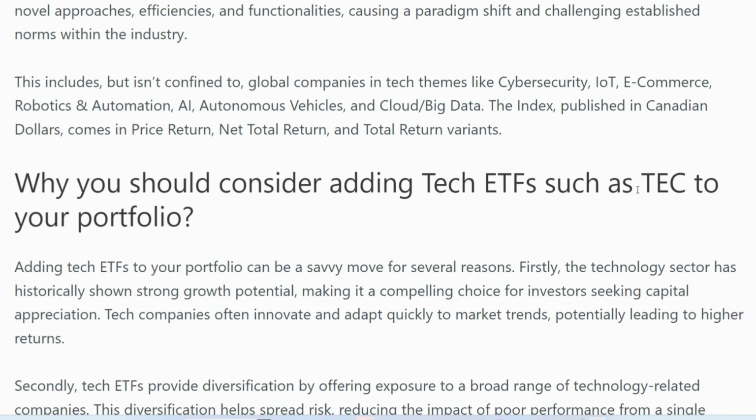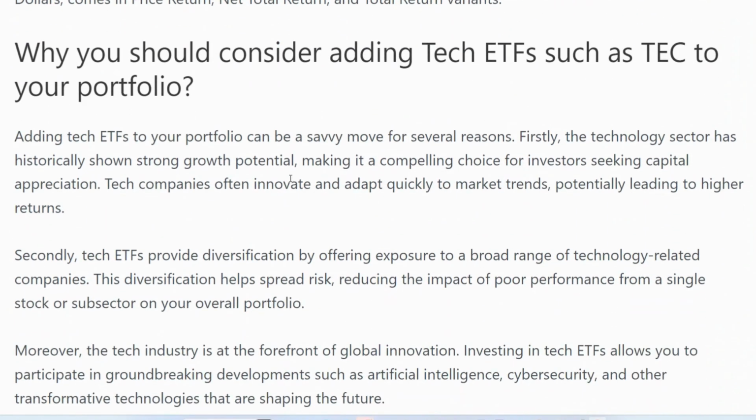So why should you consider adding tech ETFs such as TEC to your portfolio? Adding tech ETFs to your portfolio can be really wise because most of the growth in the stock market and in the global economy is in that sector. That doesn't mean that you have to put 90% or 99% of your portfolio in tech, but it has to have a portion of tech depending on your tolerance for risk. Because they tend to be, of course, risky and quite volatile.